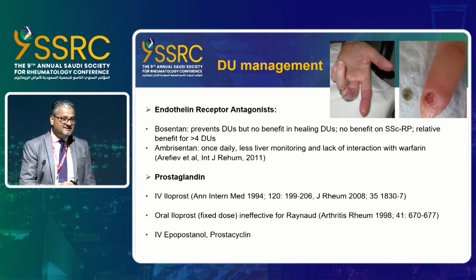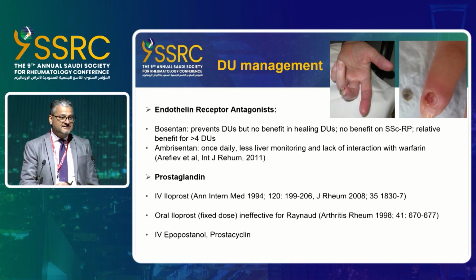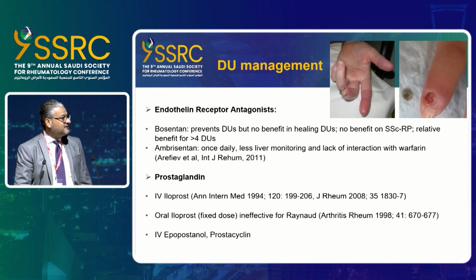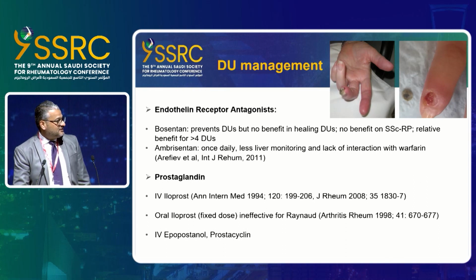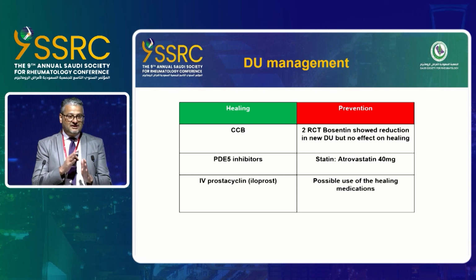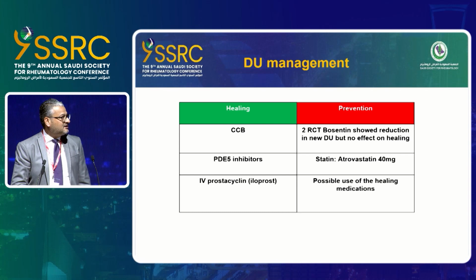You start with 62.5 milligrams twice daily for the first 2 to 4 weeks. Check liver function and increase the dose to 125 twice daily. IV iloprost, I use IV epoprostenol and prostacyclin. And so now there's something called healing, and there's prevention. There's a different approach when you treat digital ulcers. And these are the drugs that are approved for healing. These are approved for prevention.